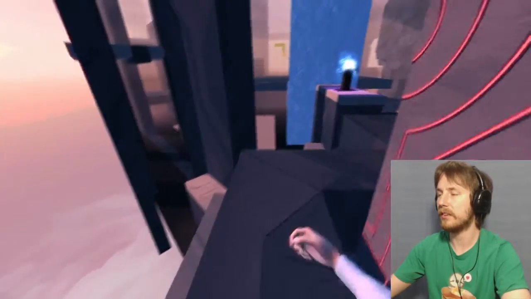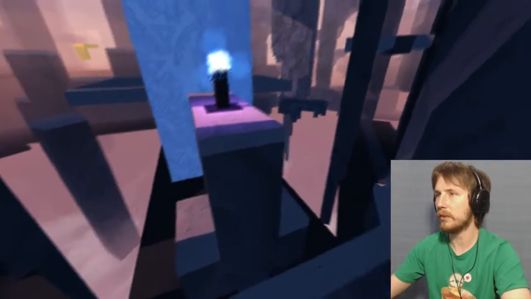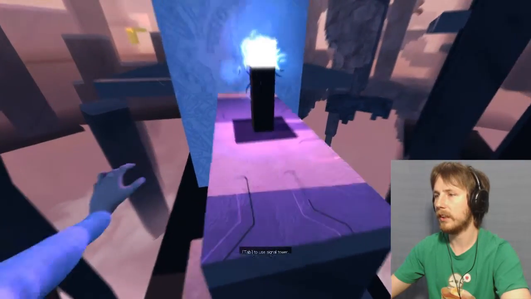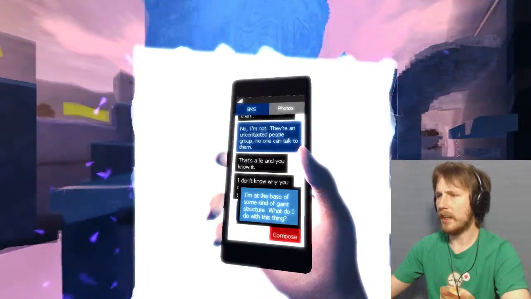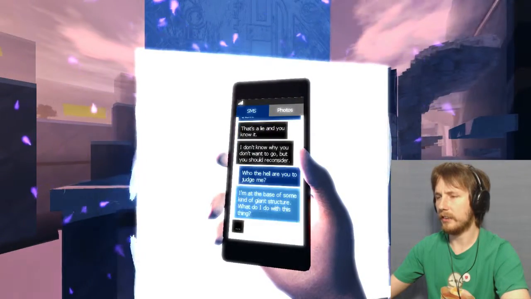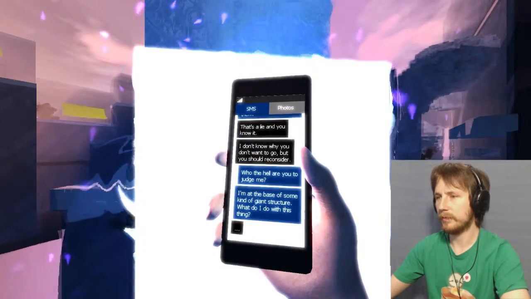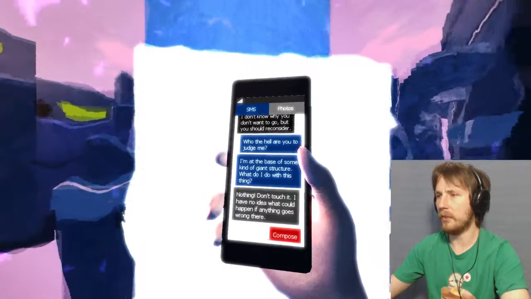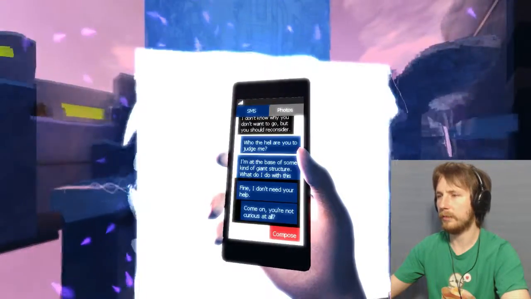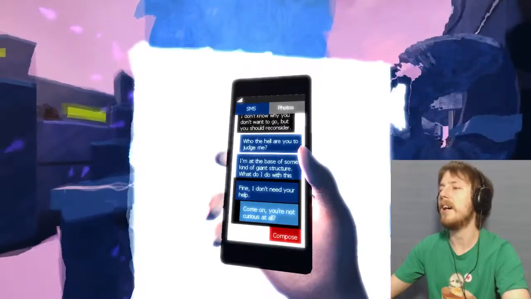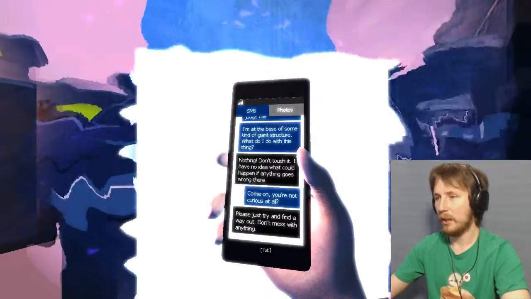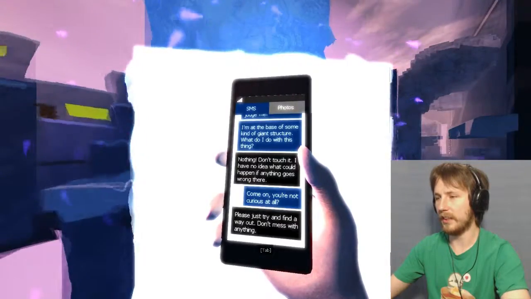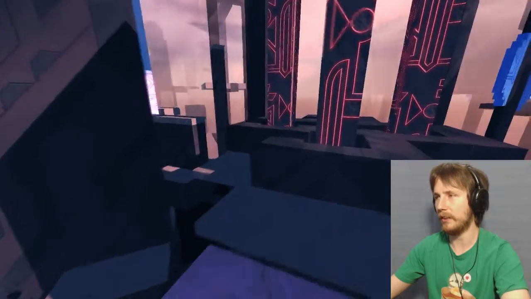Who cares? Can I talk to you through this one, or is this one just bullshit, too? There we go. I'm at the base of some kind of giant structure. What do I do with this thing? Nothing! Don't touch it! I have no idea what could happen if anything goes wrong there. I don't need your help. Come on, you're not curious at all? Your paper said you were curious. Please just try and find a way out. Don't mess with anything. No can do, buddy.